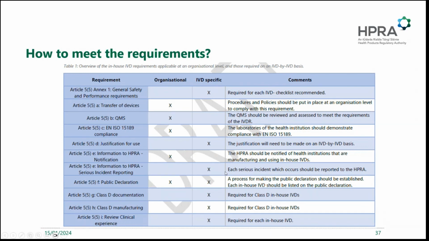If there's a serious incident, it'll be tied to an in-house device. So you need to report those in-house device incidents and make sure you keep a record of any serious incidents that may have occurred with in-house devices. And we've already talked about the publication, the public declaration. Class D documentation, because it only applies for Class D IVDs, this is really specific only in certain instances. So that's more of an IVD specific requirement. And then the review of clinical experience, again, you'd be reviewing those on a device-by-device basis.